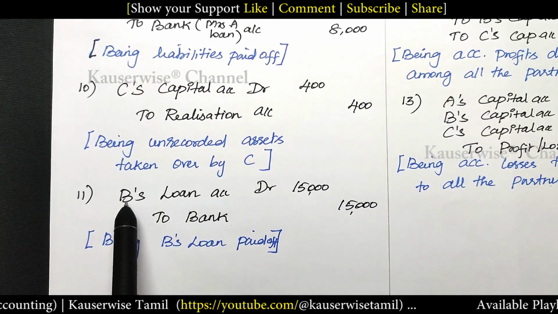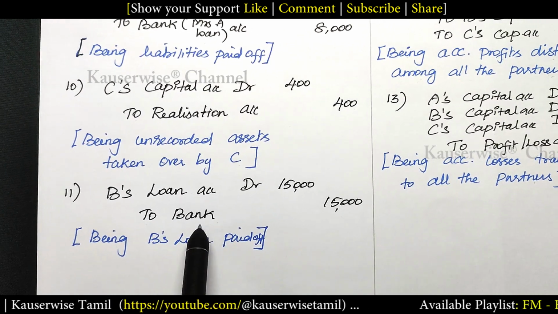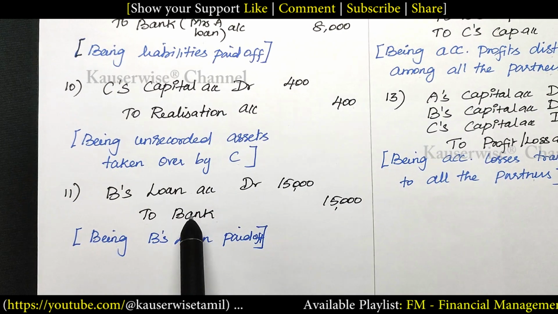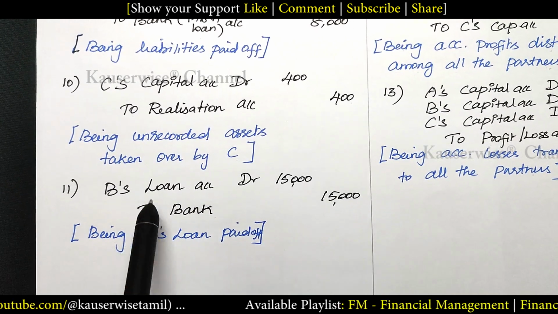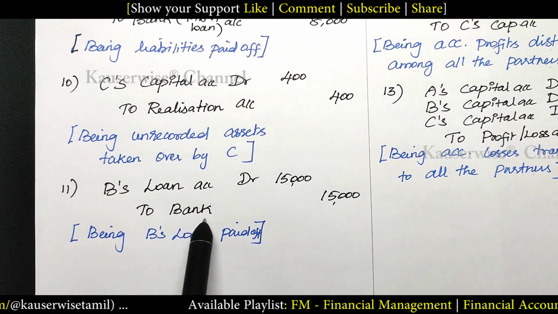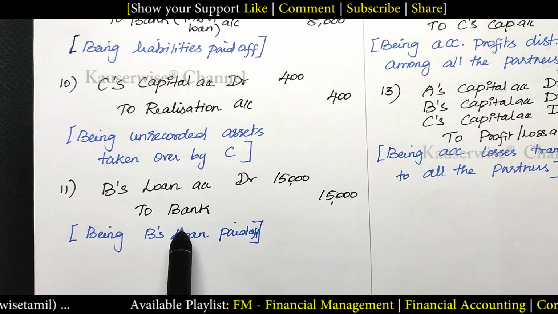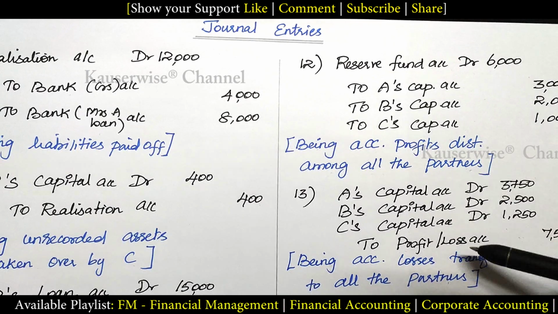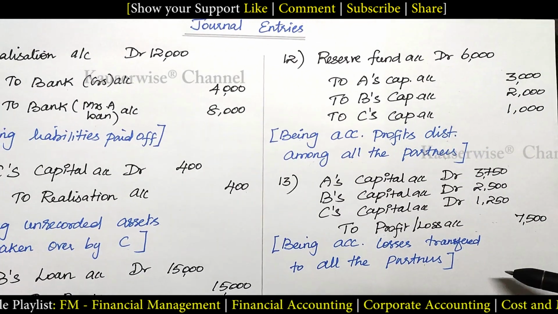Okay, what is the entry? B's loan account debit to bank account. So here there is no realization account. So you need not record this under realization. Instead, we have to enter this entry under bank account while we prepare the bank account. Okay. See the next one. Here also there is no realization account, and here also there is no realization account.